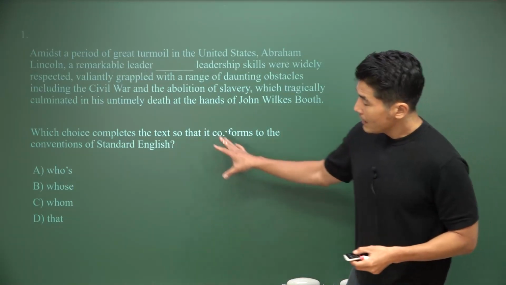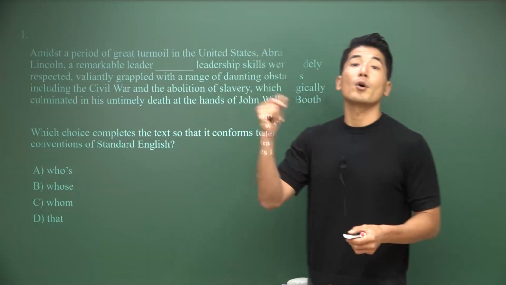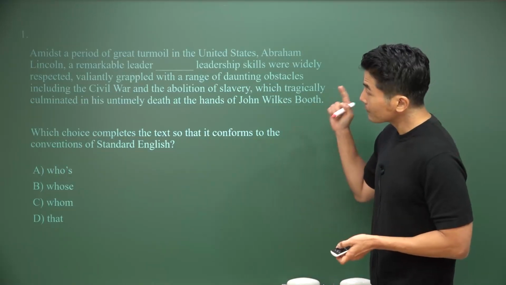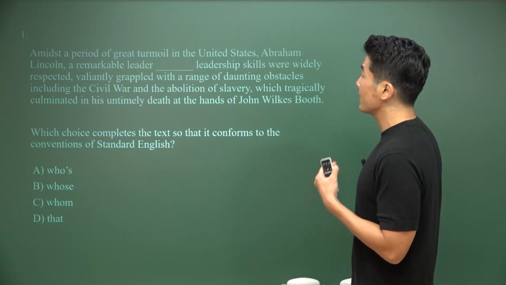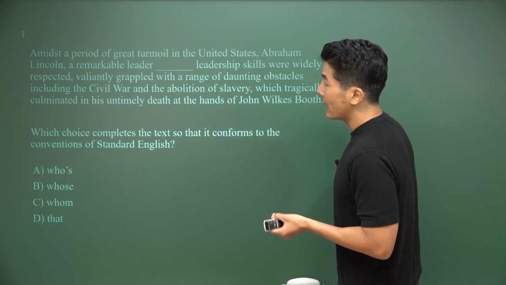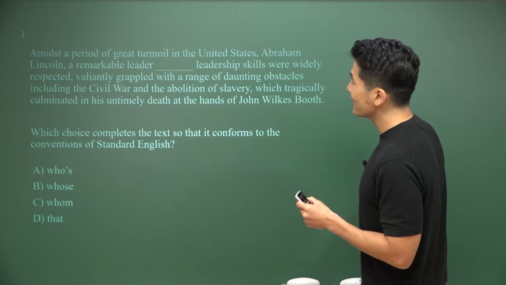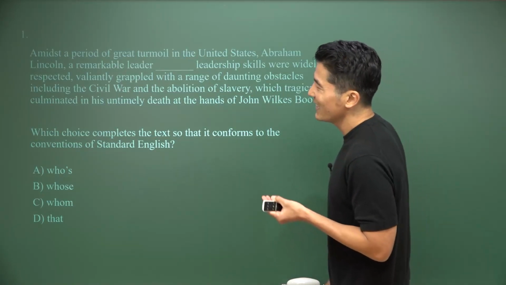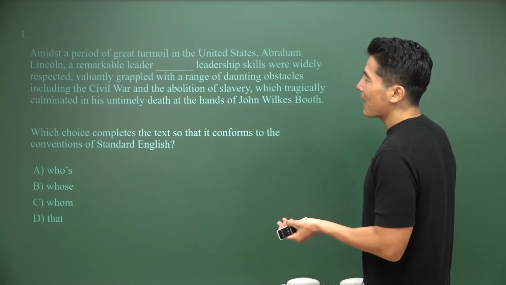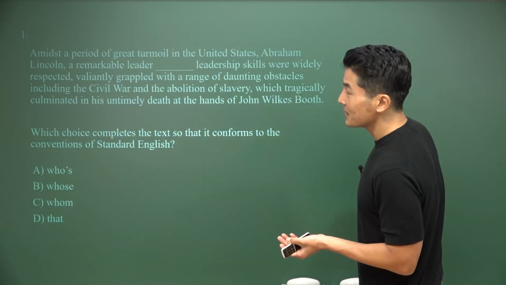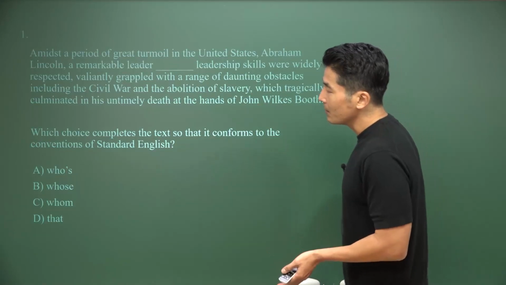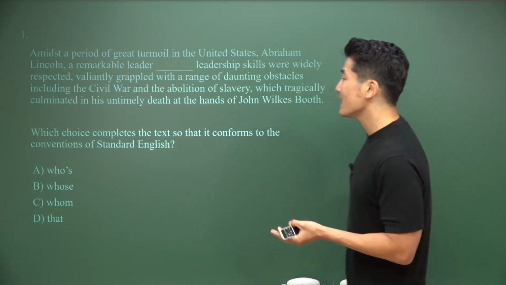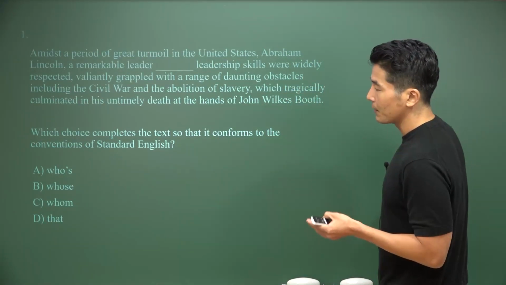Question number 1. Look at the answer choices. I'm thinking pronouns, pronouns, pronouns. So here it says, amidst a period of great turmoil in the US, Abraham Lincoln, a remarkable leader who has leadership skills worldwide respected, valiantly grappled with the range of daunting obstacles, including the Civil War and the abolition of slavery, which tragically culminated in his untimely death at the hands of John Wilkes Booth.